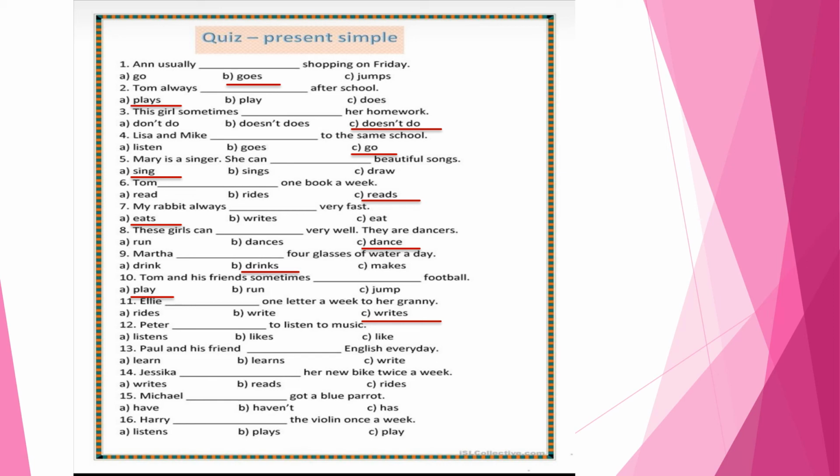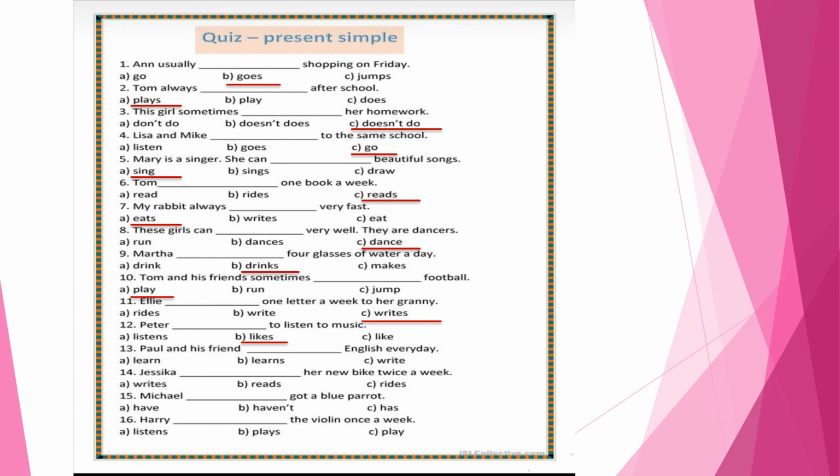Number 12, Peter listens, likes or like to listen to music. Okay, Peter here is a name of a boy. If you cross it, you will add the pronoun he. So you have to add s to your verb or es. Your verb here is like. It ends in e. So you will have to add s only. So Peter likes to listen to music.